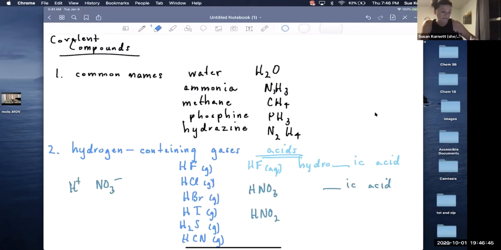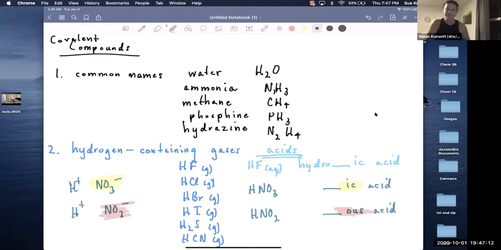For the other one, if I pull off the hydrogen, I have an ite. It's like the ate nitrate, but 1 oxygen fewer. And ites make ous acids. Ic, I ate a poisonous bite. So ic acids come from ates. Poisonous acids come from ites. We would never call this acid hydrogen nitrate. That is not a name that it has. Only ides can be a hydrogen something.